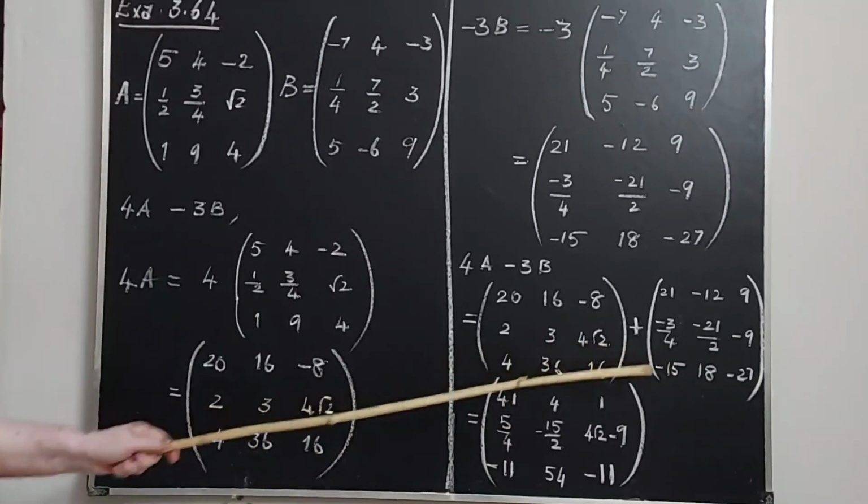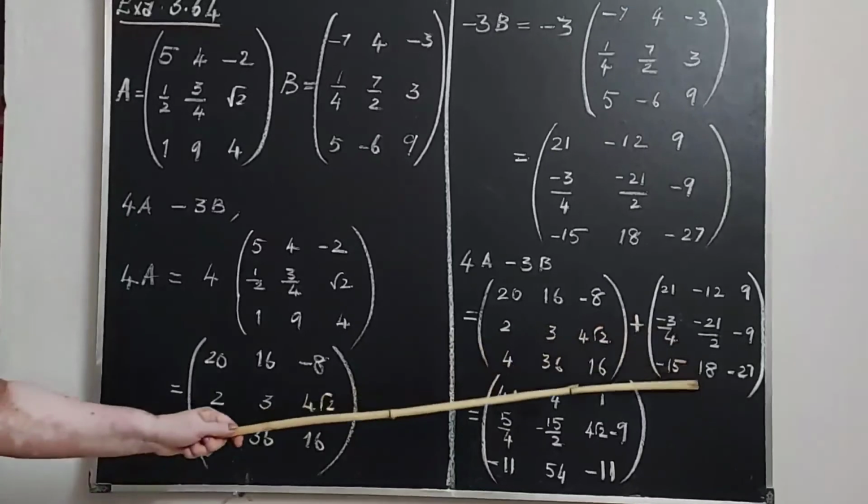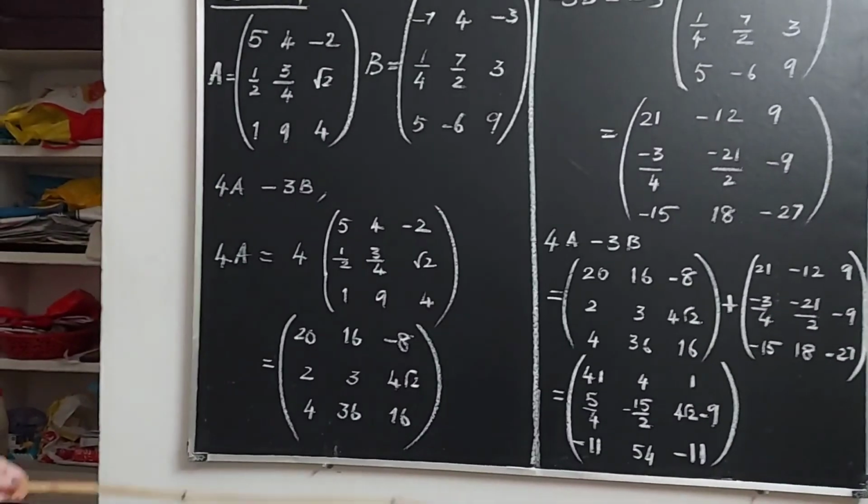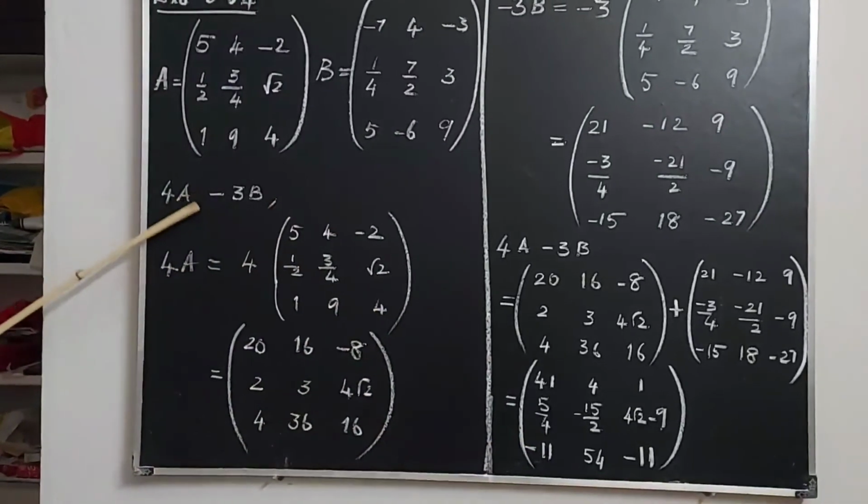Then 4 minus 15 is minus 11. 36 plus 18 is 54. 16 minus 27 is equal to minus 11. So this is the final answer for 4A minus 3B.